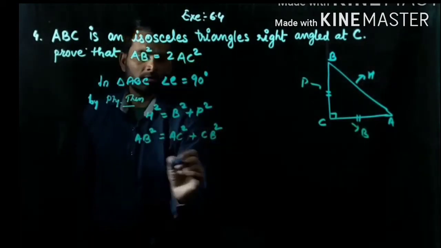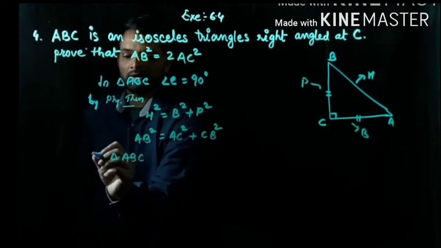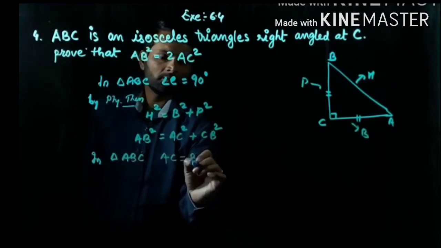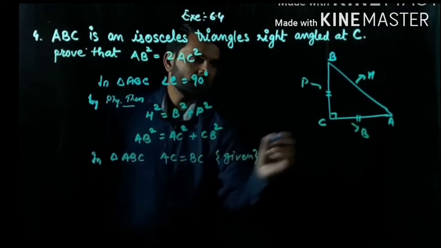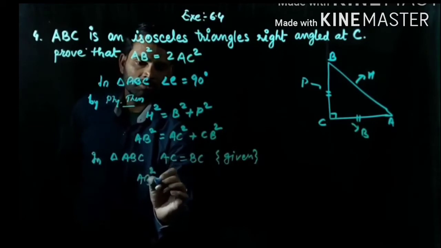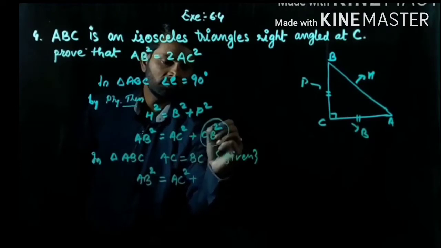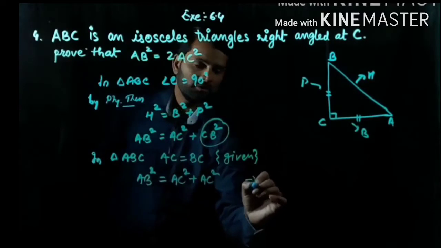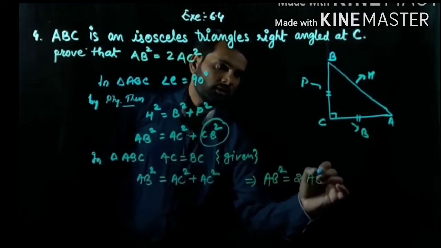Okay, and in triangle ABC, AC is equal to BC, which is given. These sides are equal. Now you write AB square is equal to AC square plus BC square, and in place of BC write AC square. It means directly you write AB square is equal to 2 times AC square.